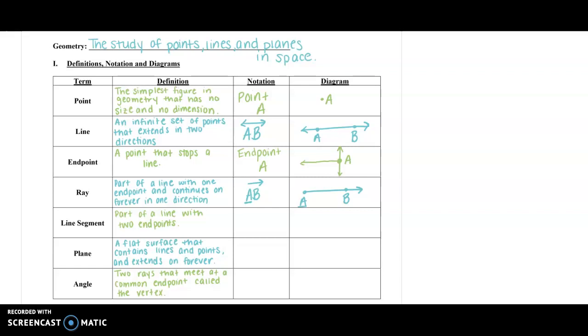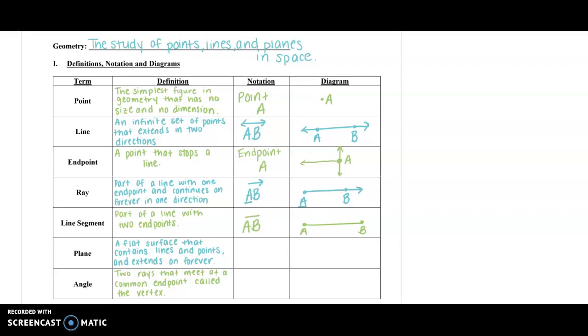Then we have a line segment, part of a line with 2 endpoints. It does not matter now if you did A or B first. So A, B, I'll just keep it going left to right, and you would just draw a little bar over it because it's almost as if having a segment above it.